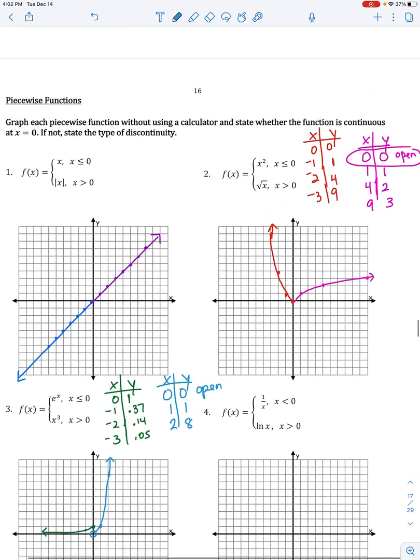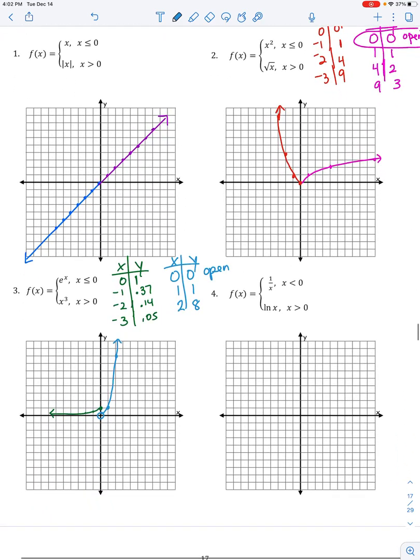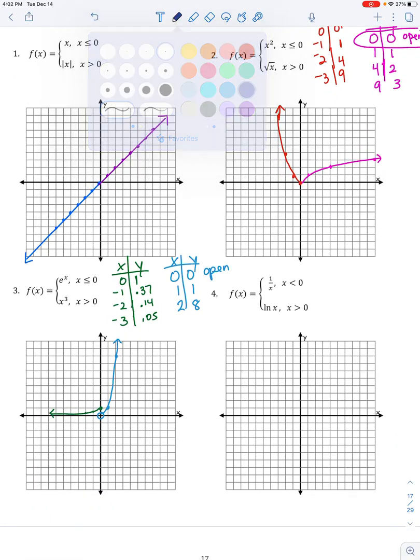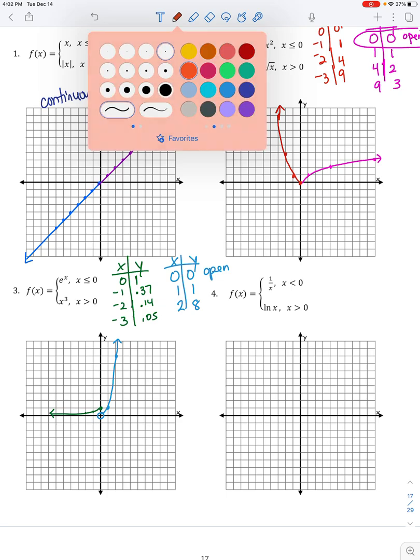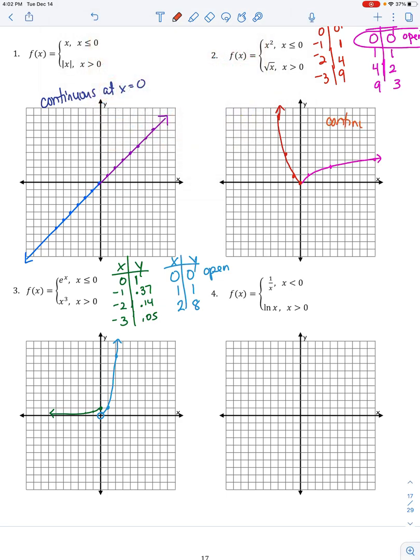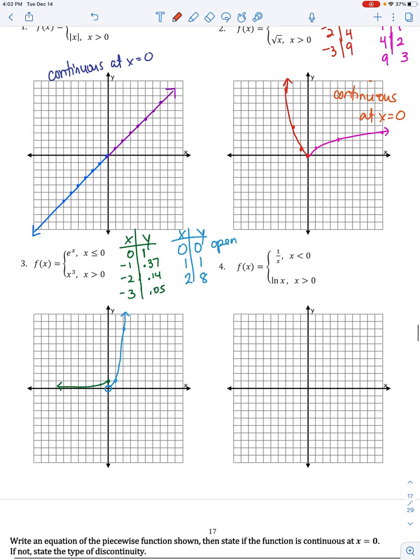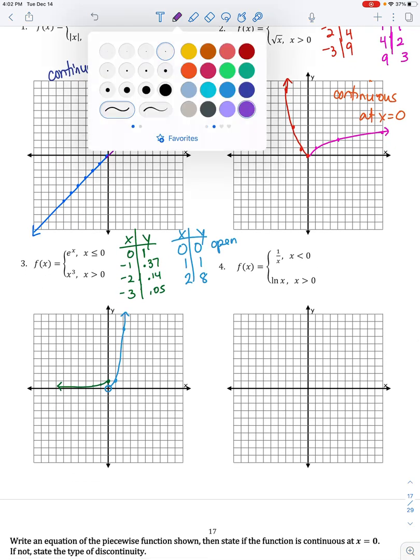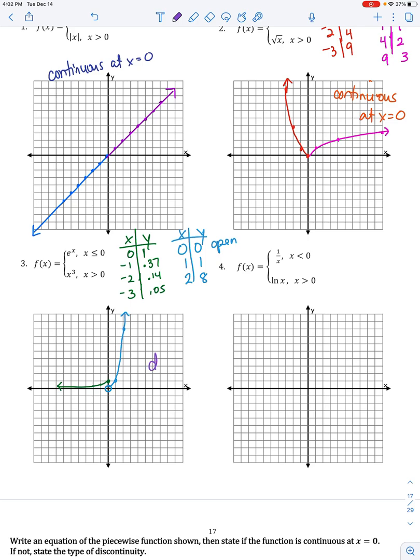Now we were supposed to say, I didn't read all the directions, whether they're continuous or not. And I didn't say it for the first two, but these two are continuous at x equals 0. There's no break in the graph. So these are both continuous at x equals 0. But this one has a discontinuity that you might remember from a couple of units ago. It's called jump discontinuity at x equals 0 because it jumps up.